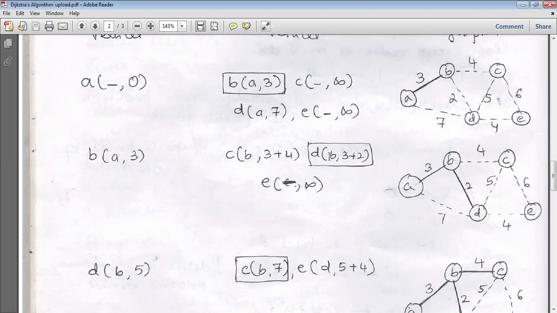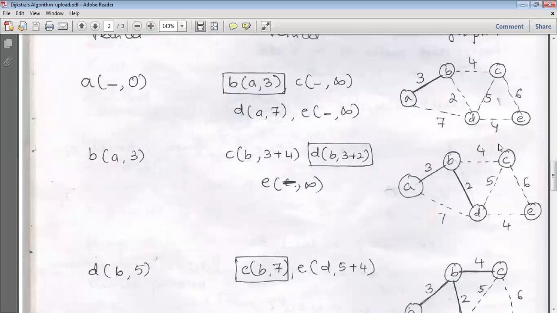Means in the next step, we are going to consider the vertex D. In the first step, we considered A. In the next step, we considered B. Now, in the next, we got the shortest distance as B to D. In this step, we'll consider the vertex D. When we consider the vertex D, which one have we considered? B to D, the 5 has to be considered. So B to D, the distance is 5. Then from D, I can reach C, and even I can reach E.